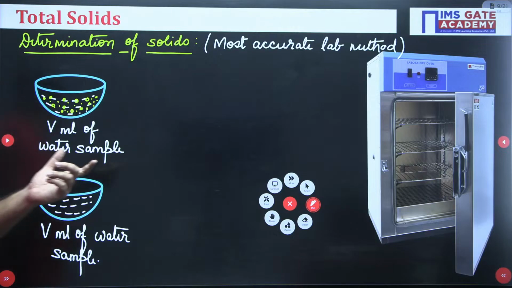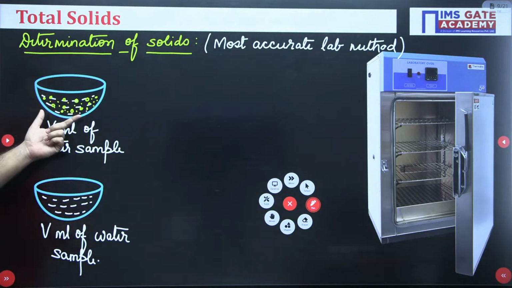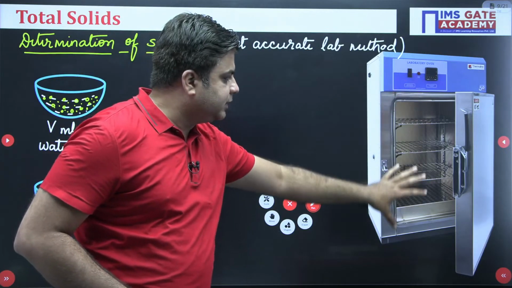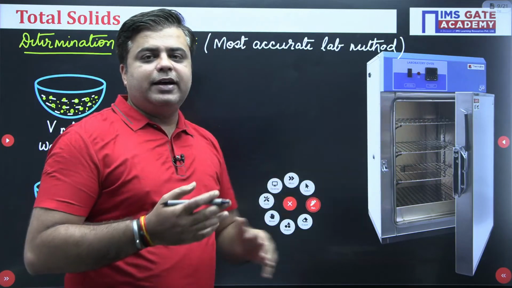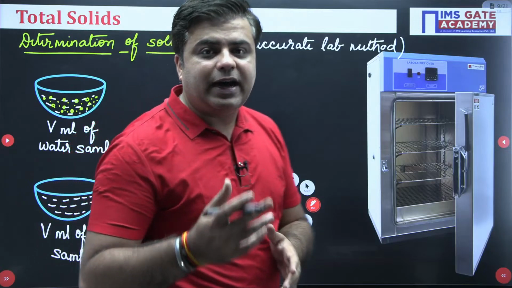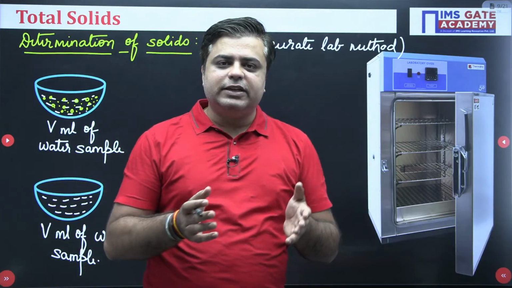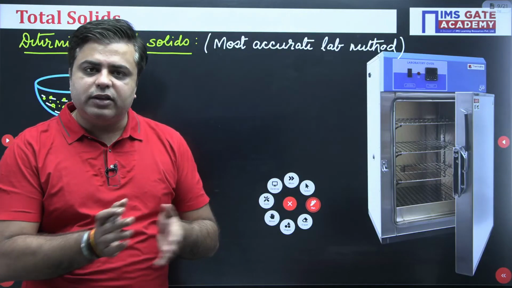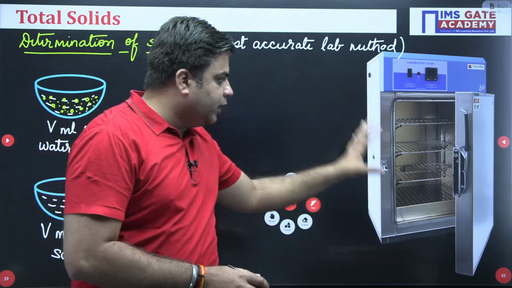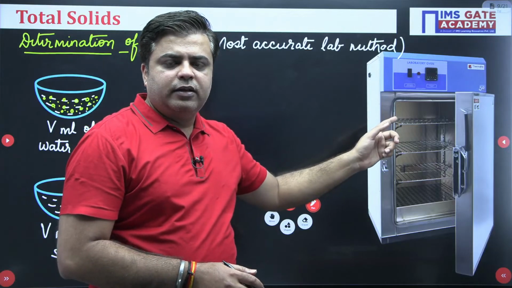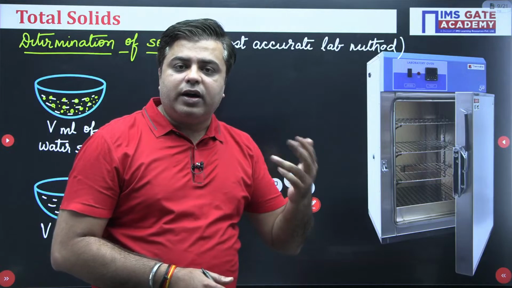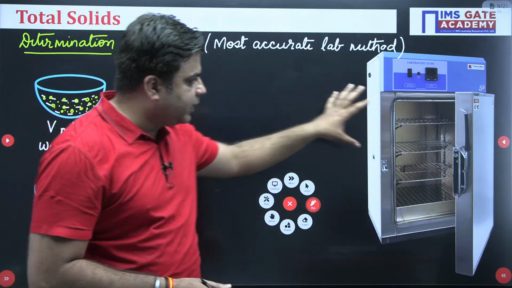Now you take this crucible and place it in an oven. Here you can see this is an oven. It is just like a refrigerator which maintains a higher temperature. In a refrigerator the temperature is maintained on the colder side, but in an oven the same process is there; the only thing is the temperature is maintained on the higher side, around 100 degrees Celsius.